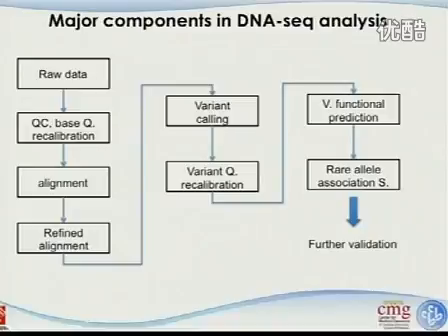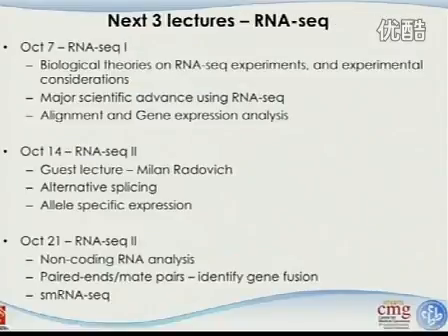Again, coming back to these major components in DNA sequencing analysis. We have raw data, and we need to do quality filtering, alignment, refined alignment, variation quality recalibration, functional prediction, and rare allele association. And from Tatiana's lecture, and as we also talked about in the first DNA sequencing lecture, if you have additional information, like family structures, that is really, really helpful.